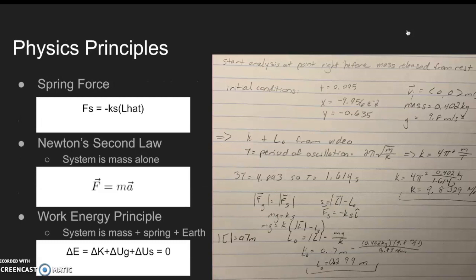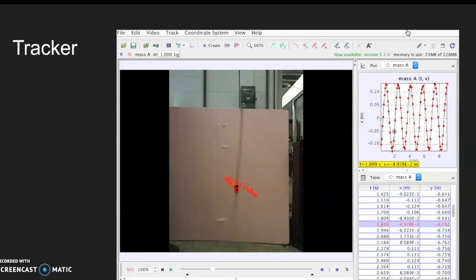Some of the physics principles used in this lab are spring force, where the force of the spring is equal to the negative spring constant times L hat; Newton's second law, where the system is the mass alone, where F equals ma; and then the work energy principle, where the system is considered to be the mass plus the spring plus the earth, and delta E equals delta K plus delta UG plus delta US, and it is equal to 0 since no energy enters or exits the system.